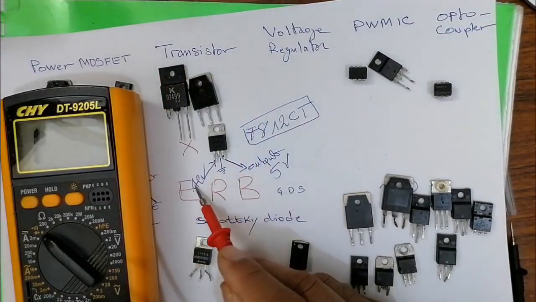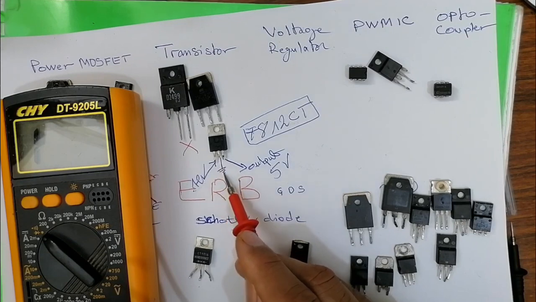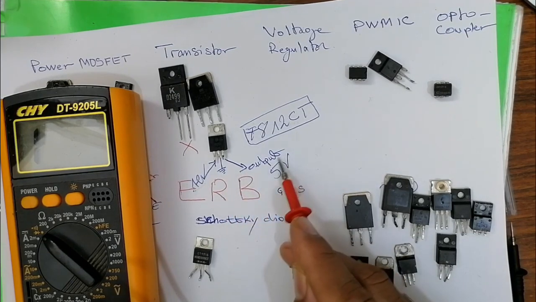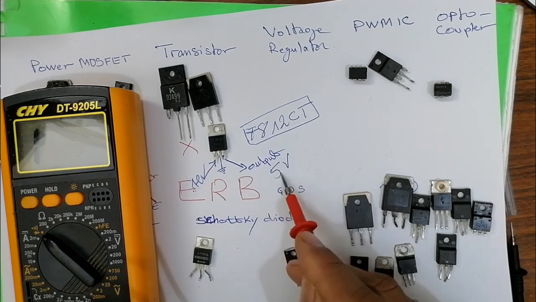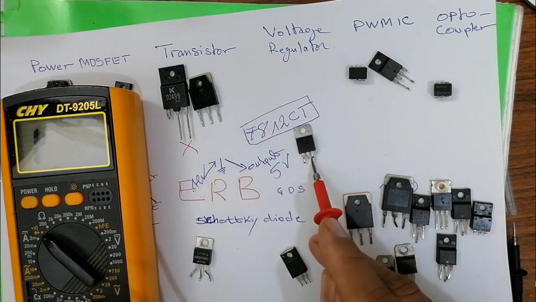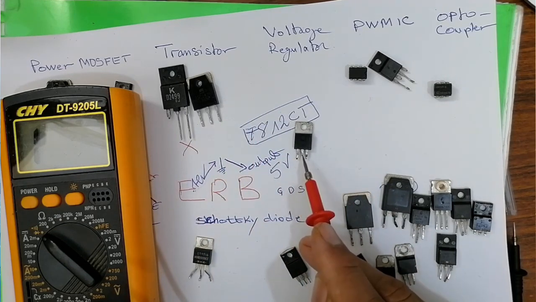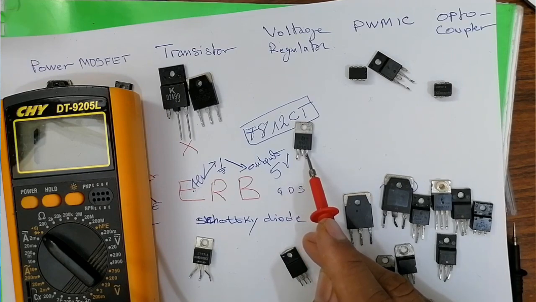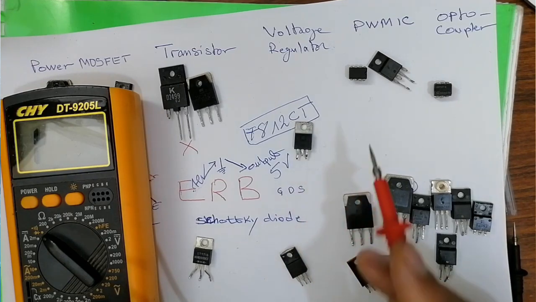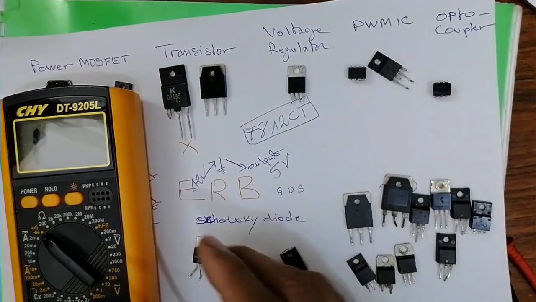By applying the voltage, 12 volt for example, to the input and connecting the middle one to the ground, and you should get 5 volt here, or by checking using the multimeter, as I told you before, between ground and input you should find, for example, X reading, and between ground and output X times 2. Okay, so this is for voltage regulator.